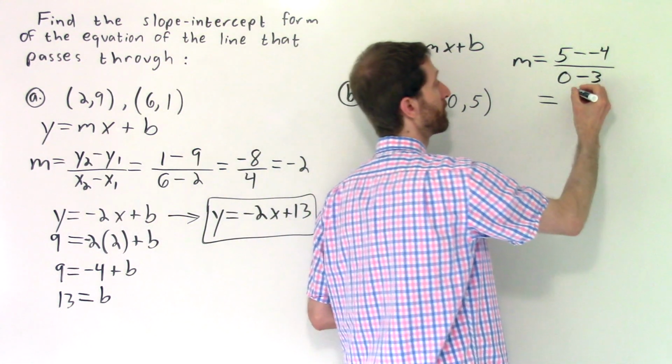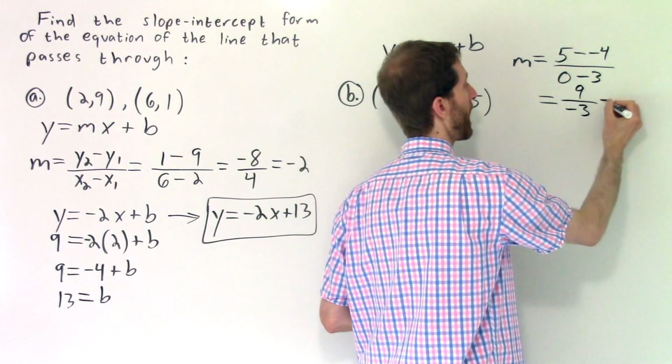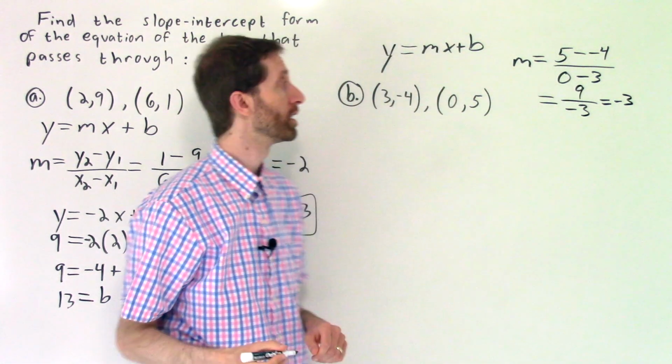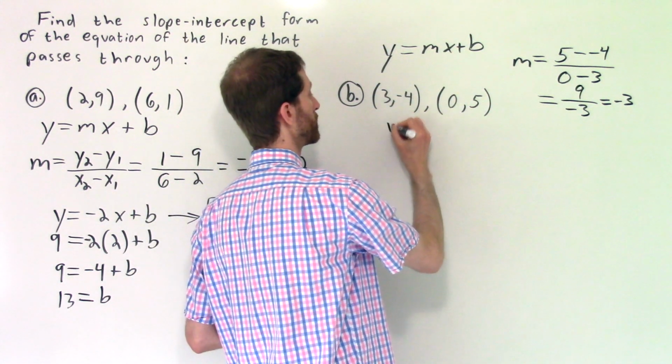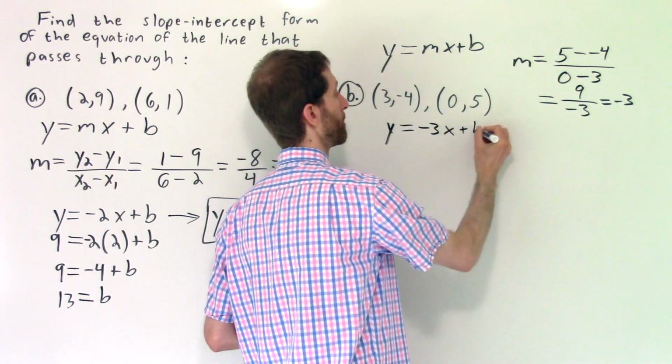5 minus negative 4 is 9, all over negative 3, and that divides out to be -3. 9 divided by -3 is -3. So now we have our slope. That's m, right? So we'll start plugging into our template. So we have y equals m, which is -3x plus b.